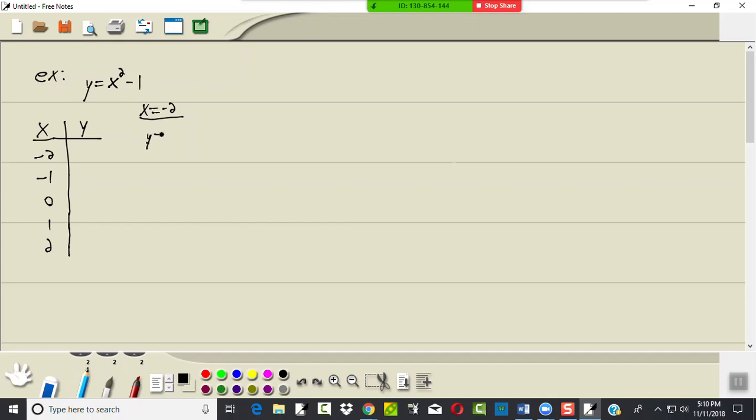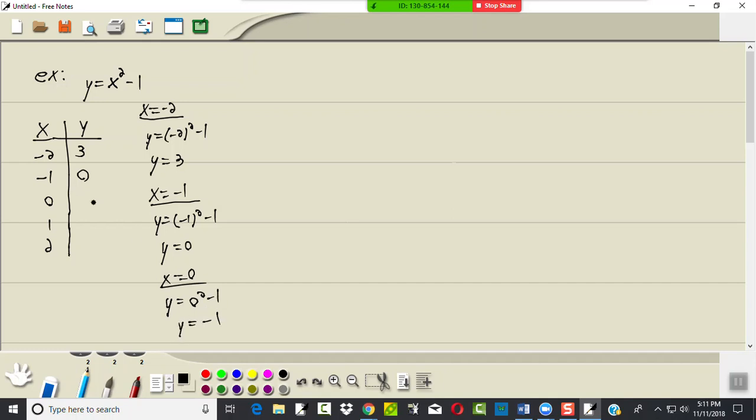Okay, so -2. I'm going to have y is equal to -2 squared minus 1. -2 squared is 4. 4 minus 1 is 3. Then we're going to plug in -1. We got y equals -1 squared minus 1. -1 squared is 1. 1 minus 1 is 0. And then we'll plug in x equals 0. We're going to have y is equal to 0 squared minus 1. 0 squared is 0, minus 1 is a -1.